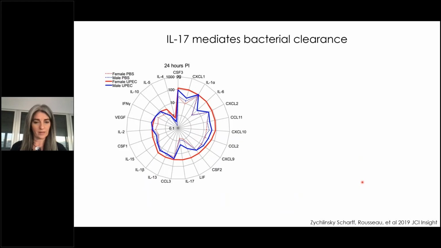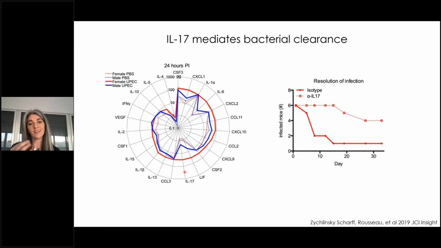So if you were paying attention, or if you go back and watch the recording, what you'll see is that IL-17 is one of the most differentially expressed cytokines between male and female mice at 24 hours. And that difference actually persists at 48 hours, and it's one of the only cytokines that's still different at 48 hours. And so we thought, okay, all arrows point to IL-17.